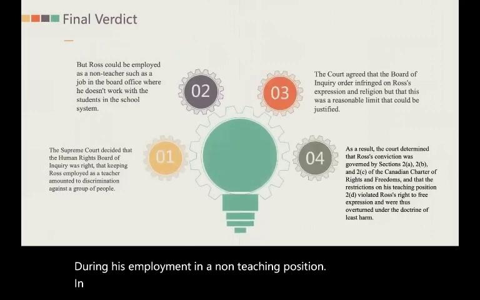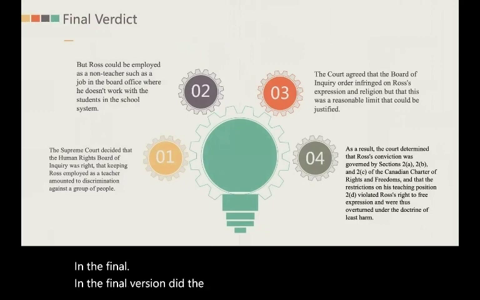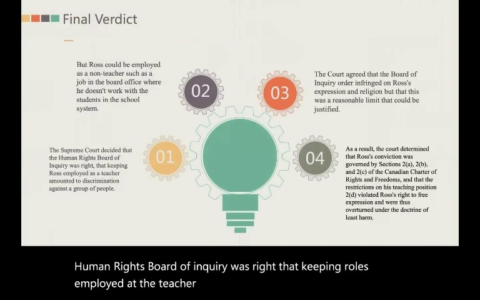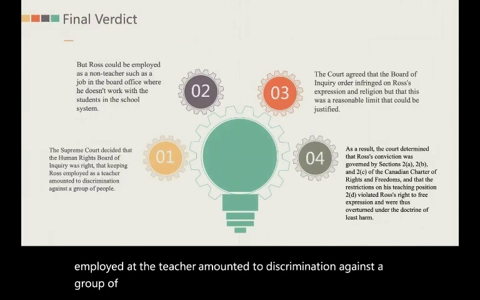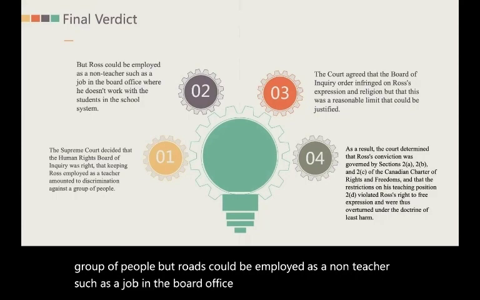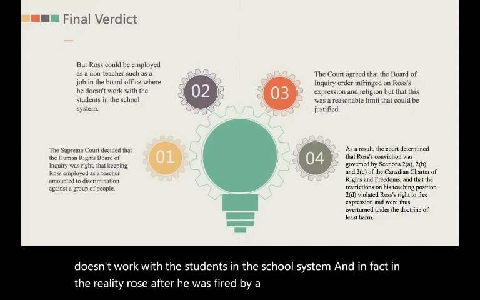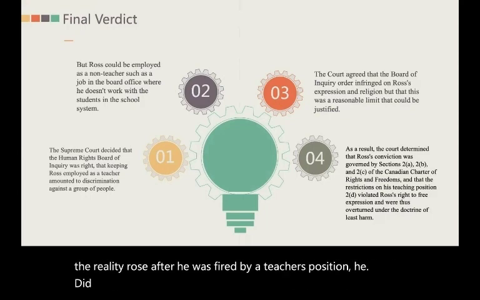In the final verdict, the Supreme Court decided that the Human Rights Board of Inquiry was right, that keeping Ross employed as a teacher amounted to discrimination against a group of people. But Ross could be employed as a non-teacher, such as in a board office or as a librarian, where he doesn't work with the students in the school system. And in fact, in reality, after he was removed from his teaching position, he did find a job as a librarian in this school.